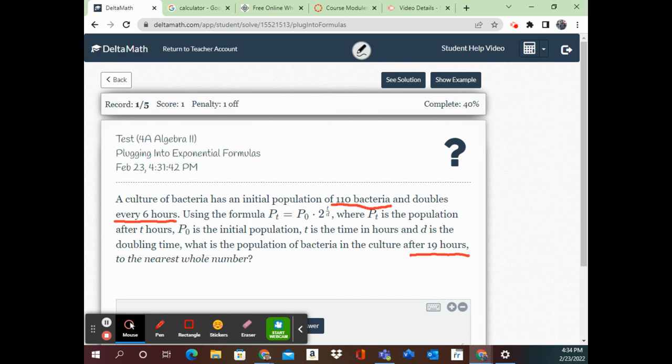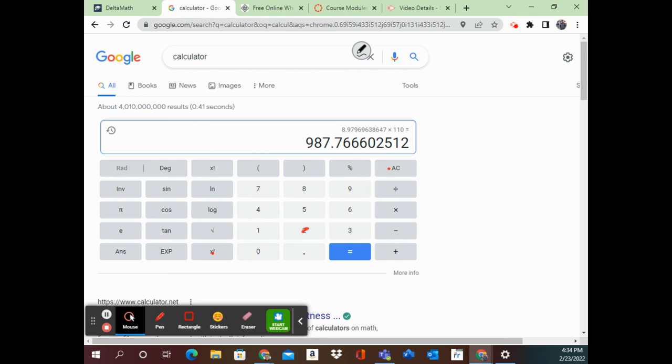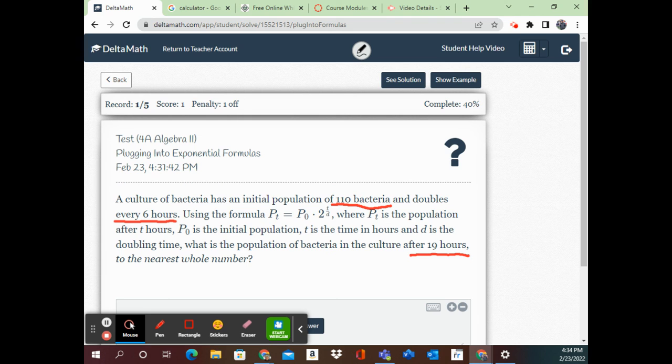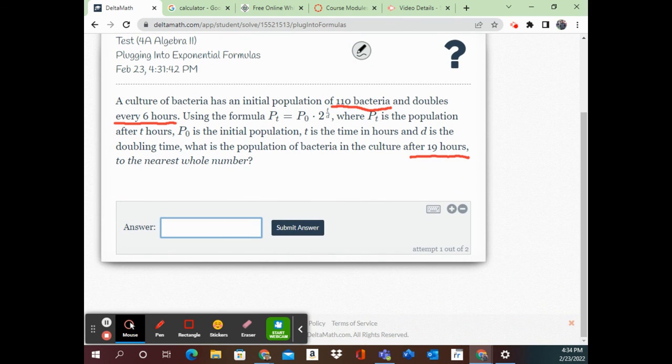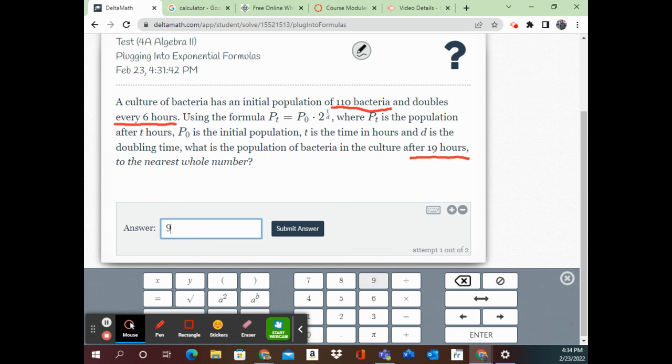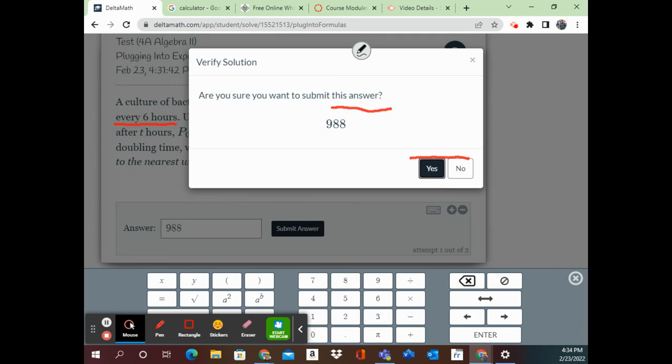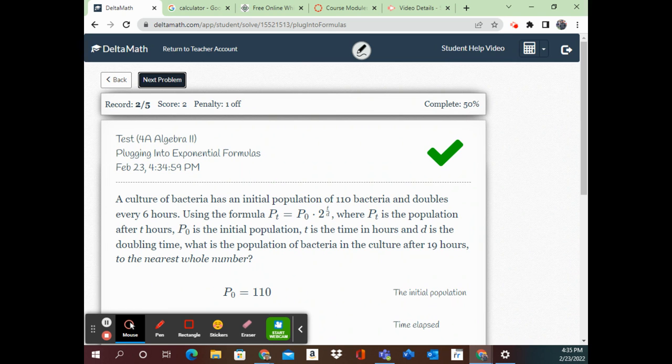Let's go back to the question and see what we're going to round it to. It says round it to the nearest whole number. On our calculator, we had 987.76. That's going to round up to 988. So we go to our answer. We got 988. Yes, that is correct.